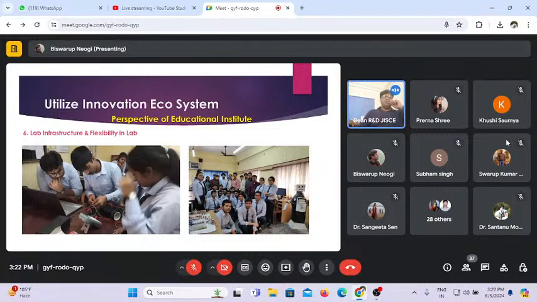Another thing is lab infrastructure. This lab infrastructure is very much essential for you. Students should be able to access the lab, with flexibility to enter the lab at any time, also at night and on holidays. That is also very much essential. Otherwise, the innovation activity does not become productive. So these are the 6 points which are very much essential for our institutions. I hope that you already have the ecosystem for all of these points.